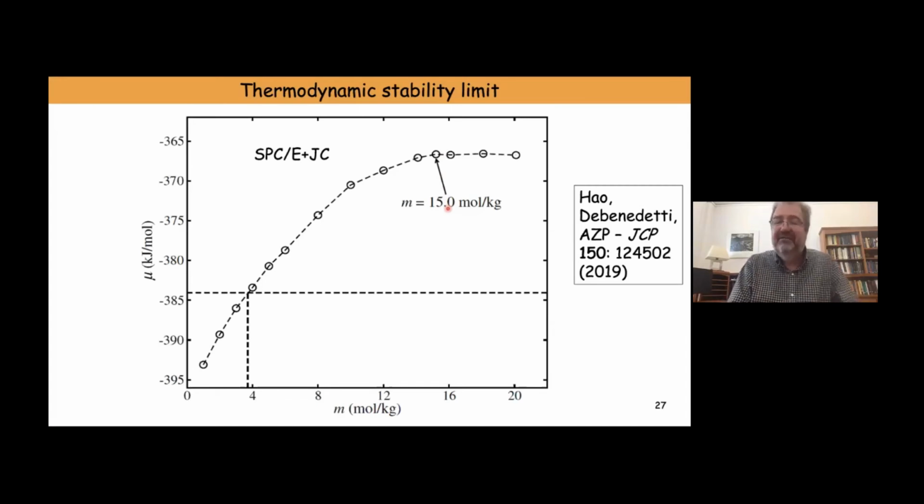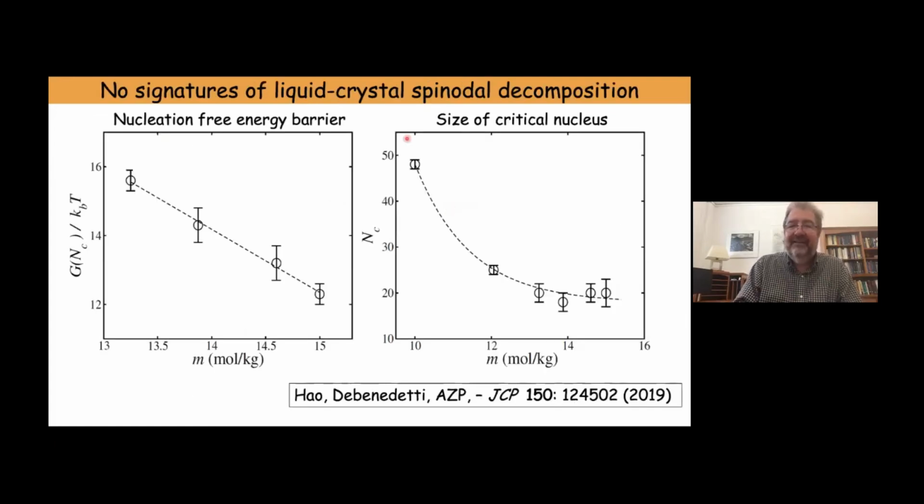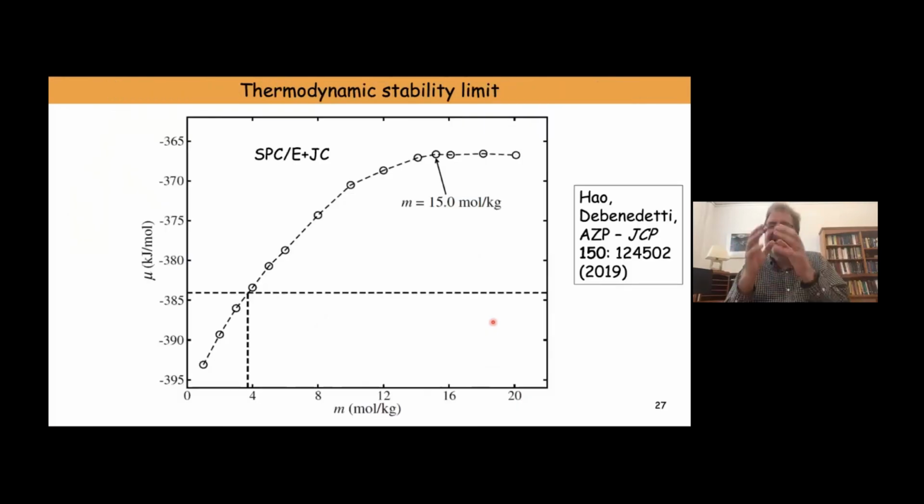So the question we asked was, what is the microscopic signature of this loss of stability in the solution? To do that, we looked at the free energy barrier for nucleation of the crystal, and nothing funny was happening with that. It was not going to 0 at 15 moles per kilogram. The size of the critical nucleus was not diverging, as expected for nucleation at the limit of stability of the solution. So the loss of stability is not a loss of stability with respect to solution-crystal phase separation. It is something different.